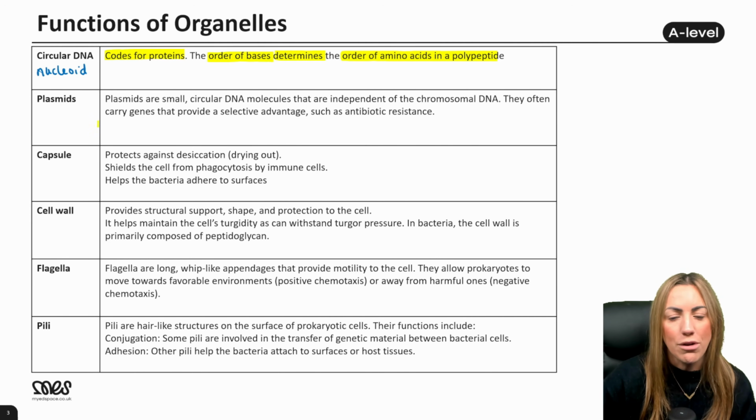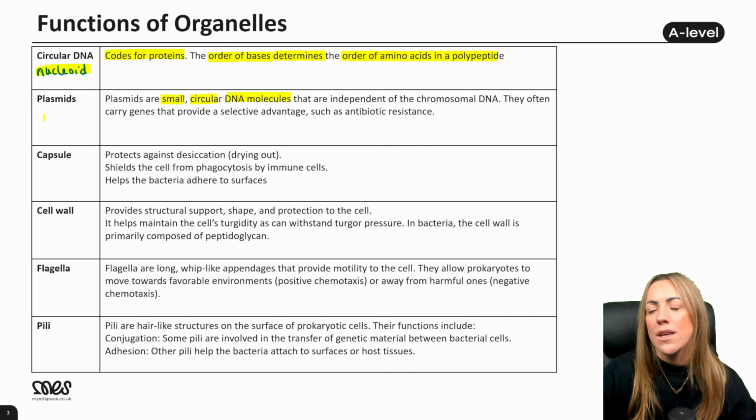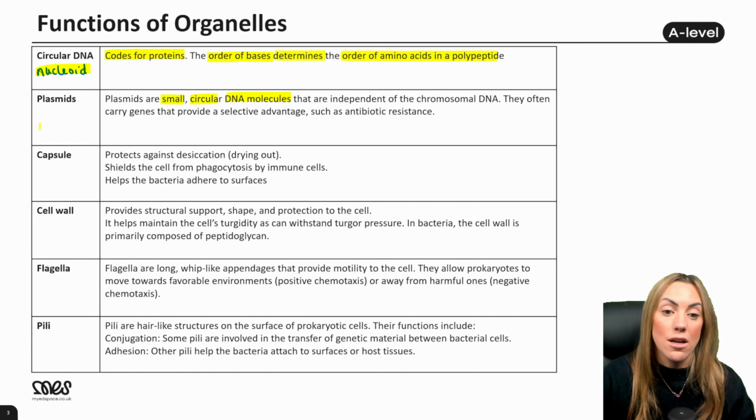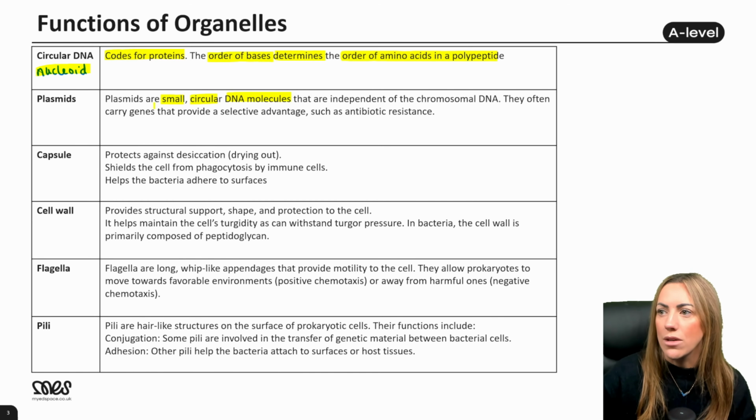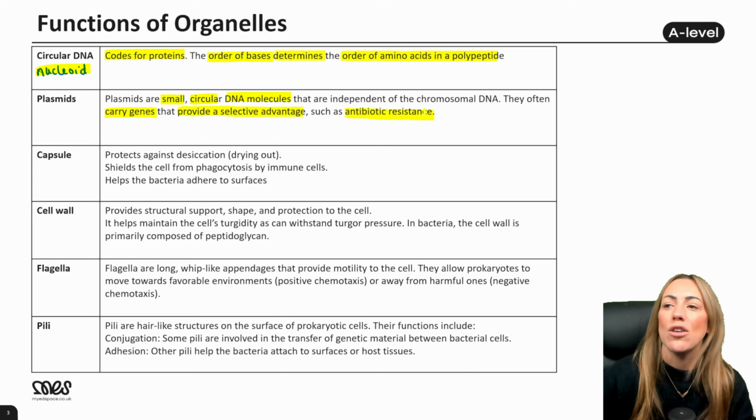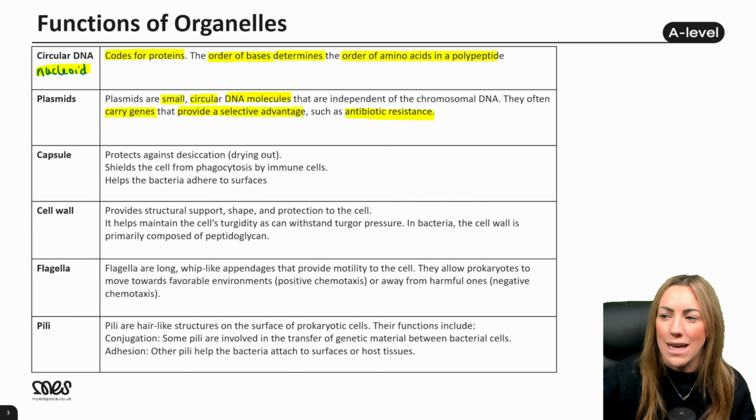Plasmids, remember, not all prokaryotes have them, but they are small, circular loops of DNA. They're independent of the main DNA. So the main DNA is obviously the nucleoid, the main genome. But the plasmids are smaller circular loops of DNA not associated with the nucleoid. They often carry genes that provide a selective advantage. So genes for antibiotic resistance will be found on the plasmids. But remember, not all prokaryotic cells have them.